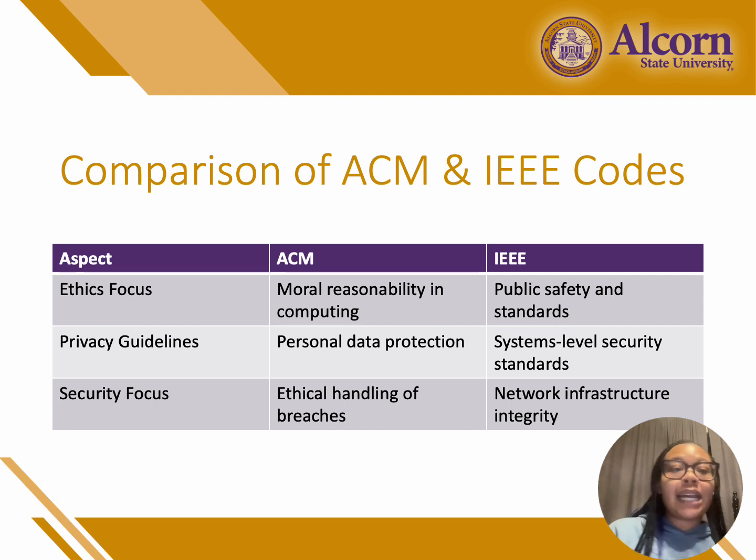IEEE has public safety standards for computing. Going to the next one, privacy guidelines. ACM focuses on personal data protection, while IEEE focuses on system-level security standards. Moving on to security focus, ACM focuses on ethical handling of breaches, while IEEE focuses on the network infrastructure integrity, making sure that nothing can basically get in, making sure the firewalls and all that are good.